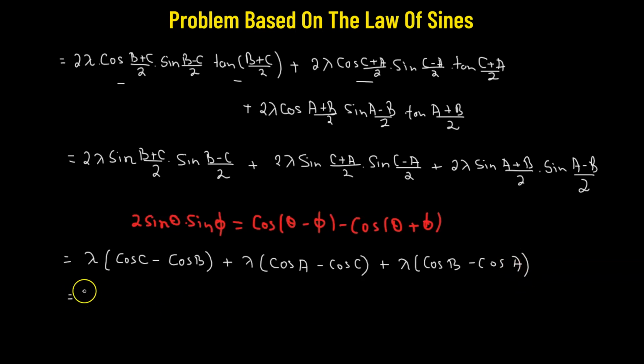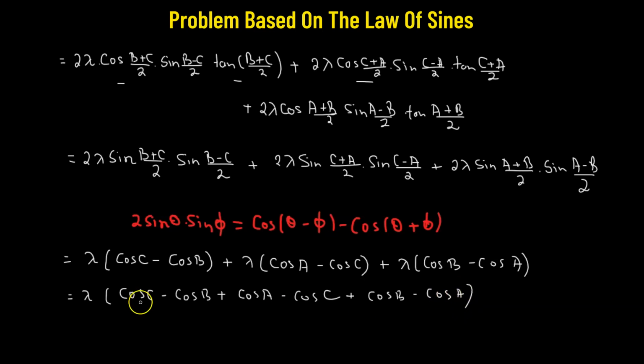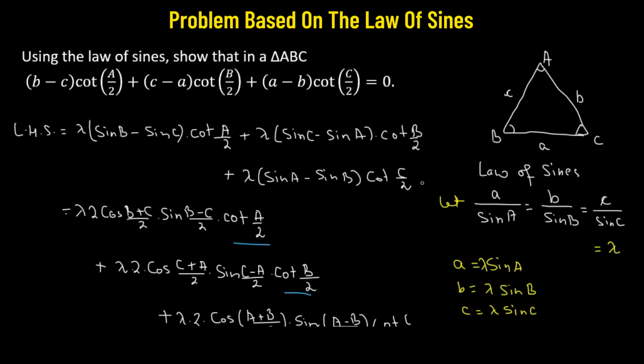Fine. Now we can take lambda as the common factor. So we have lambda multiplied by cosine C minus cosine B plus cosine A minus cosine C plus cosine B minus cosine A. Here cosine C, negative cosine B, positive cosine B, cosine A and negative cosine A all cancel out, and this is going to give us the value 0, which is the expression on the right hand side. Hence, we have successfully shown that using the law of sines, b minus c multiplied by cotangent of A over 2 plus c minus a times cotangent of B over 2 plus a minus b times cotangent of C over 2 equals 0.